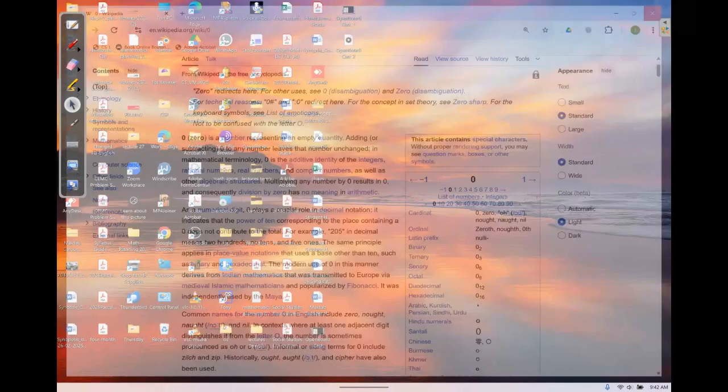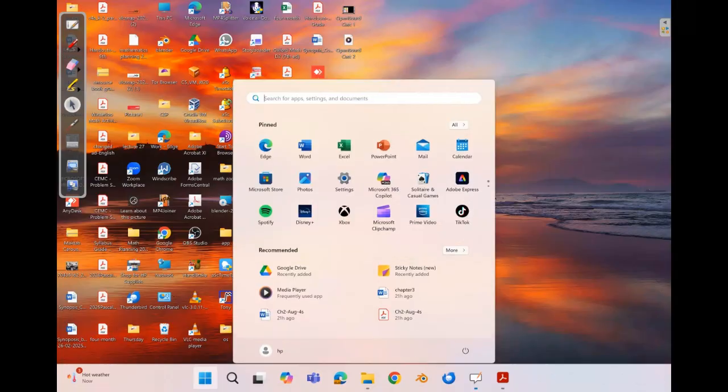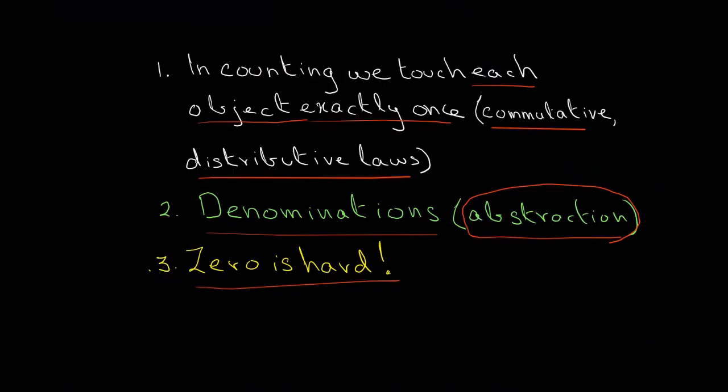Treat the number zero with respect. That's my only request to you, that don't just assume that zero is the easiest number. Actually, one is the easiest number to understand. Zero is a pretty hard number to think about. Hopefully, I've made some sense, and we'll continue next time.